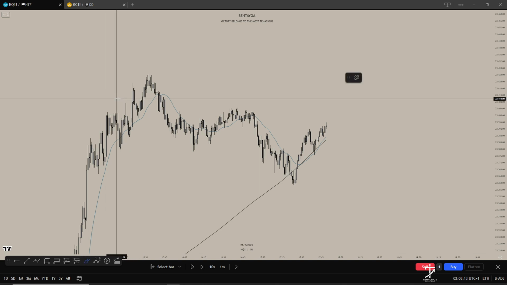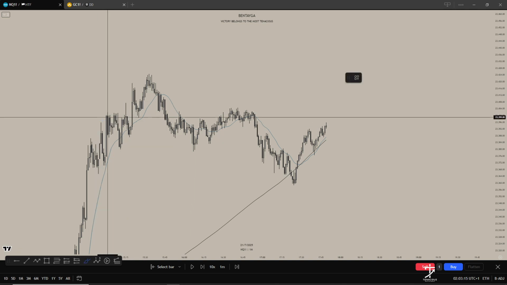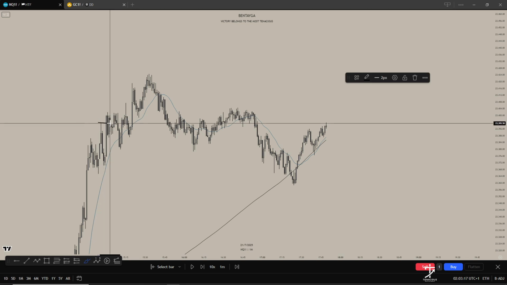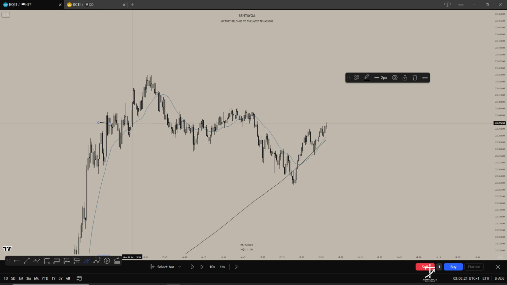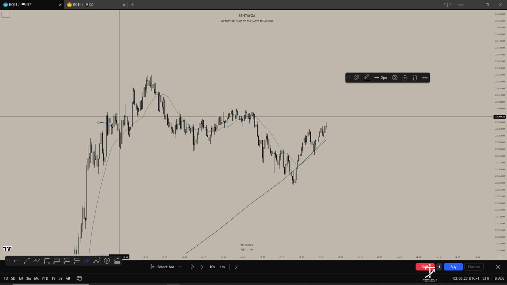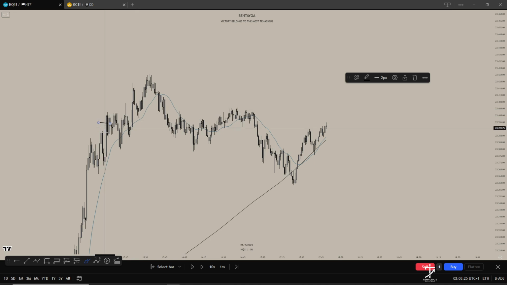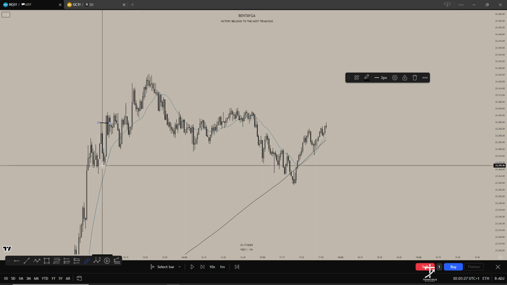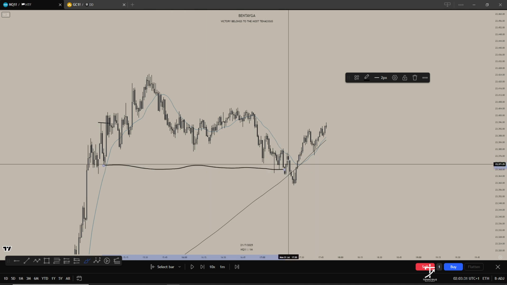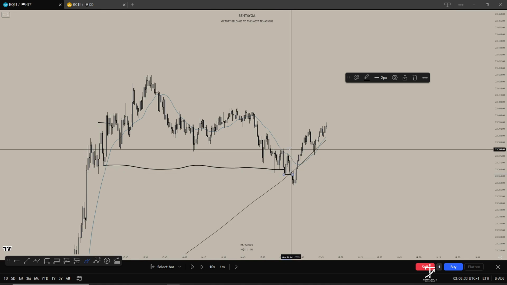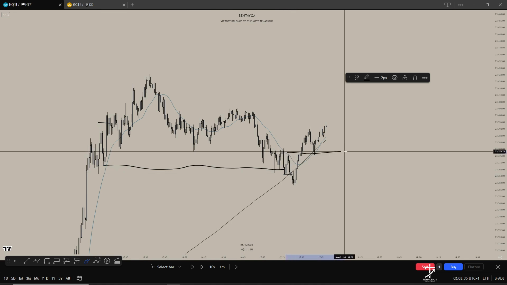We can see that we took out this high, and this is not a validated swing high. This is not a validated swing high. We end up taking out this low. Had a pullback, took out this low. Then we've taken out this high.